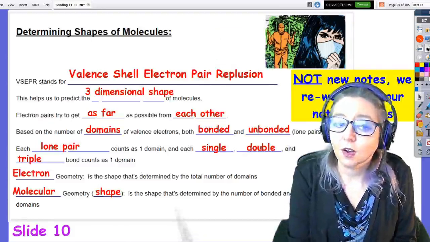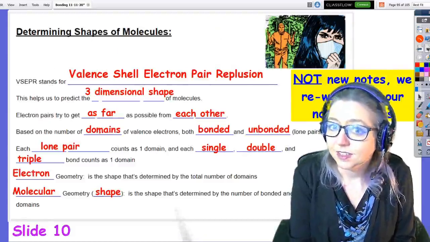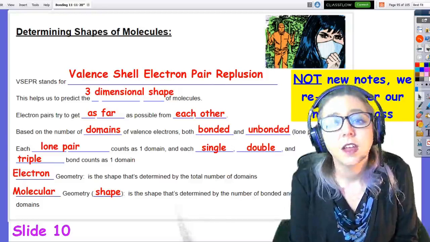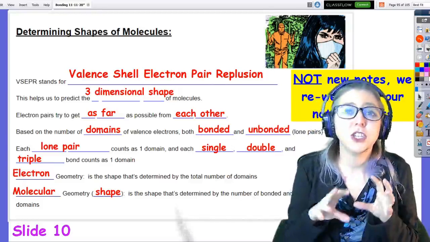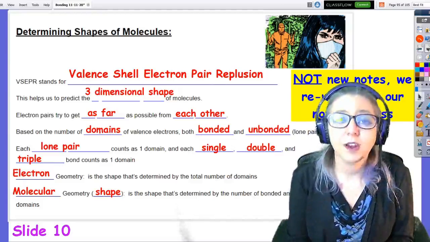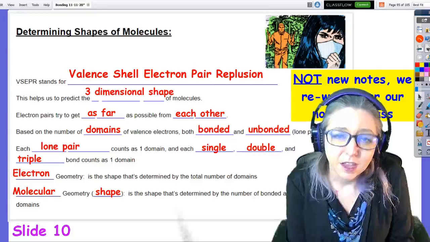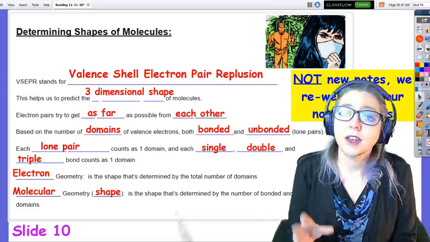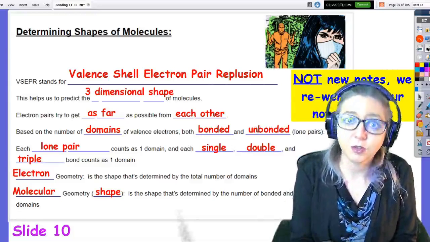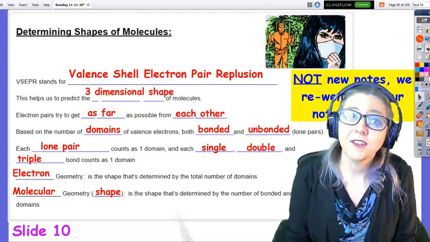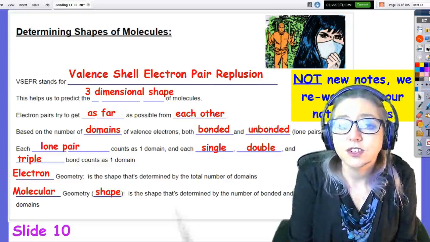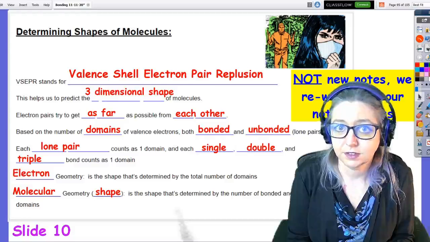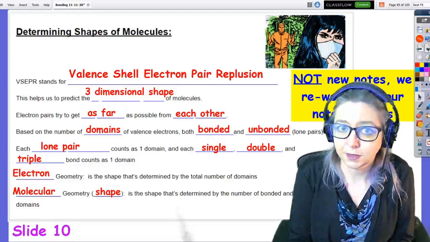So you went back all the way to slide 10. So again, these are not new notes. This is just what we went over again in class. So when we're determining what shape the molecule takes, we're counting the number of domains. And domains are how many things are hanging off my central atom. You can either have lone pair electrons, so dots of electrons, or you can have atoms hanging off. So the two types of domains are those lone pairs and bonded pairs. So bonded domains or lone pair domains.